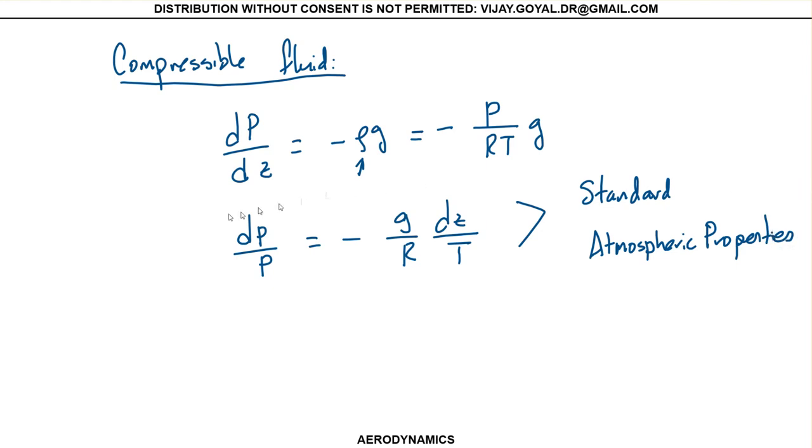Okay, from here is where we get the equations for standard atmospheric properties that we talked about in the first and second classes. So how do we put all this stuff together? This is very, very important in aerospace, in aerodynamics.